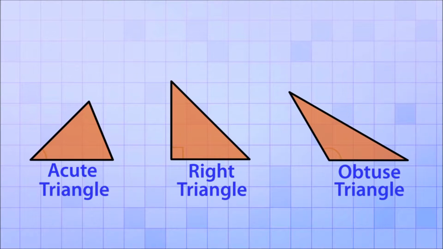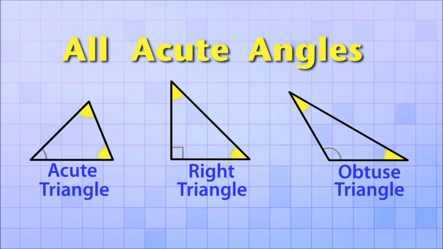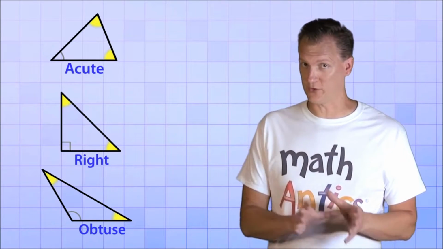So that's simple enough. But notice that for each of our 3 triangles, the new angles that were formed when we closed the shapes are all acute angles. So triangles always have at least 2 acute angles. And it's the other angle that determines what type it is. That's important to know so you don't get tricked.